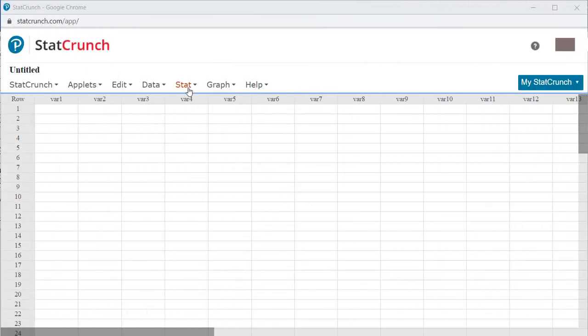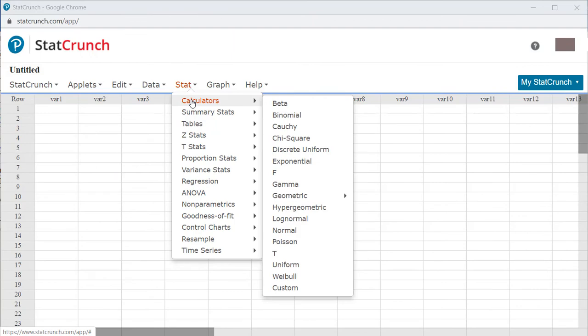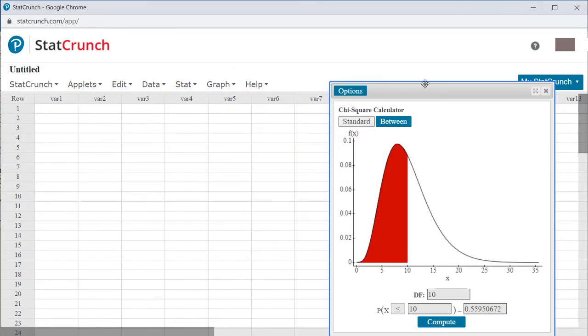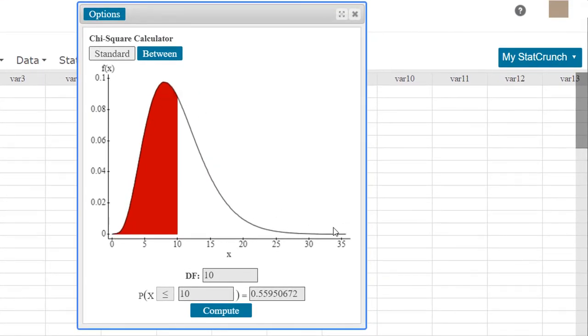So if I go into StatCrunch, I'm going to go to Stat and Calculators. This is the same place where we went previously for the normal calculator, for the T calculator, for the binomial calculator, and so on. Well, this time we're going to use the chi-square calculator. So when I select that, I get this window, which has a chi-square distribution. The first thing that I'm going to do is enter the degrees of freedom, which in our case is 10, so we already have that.